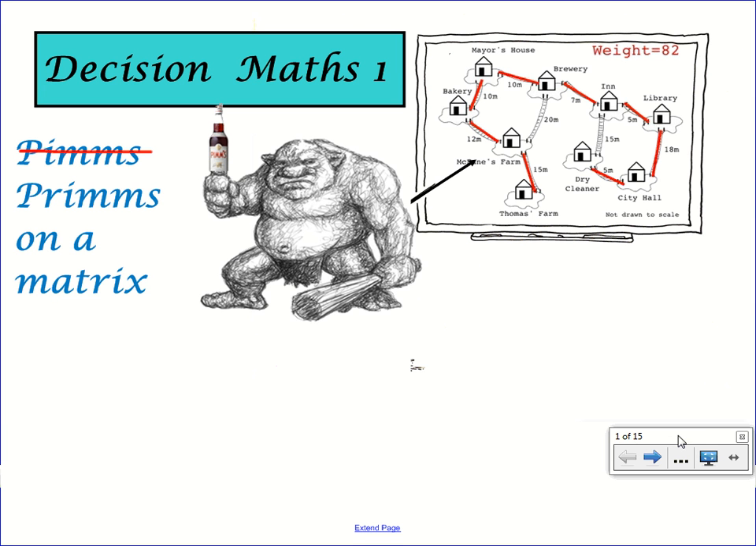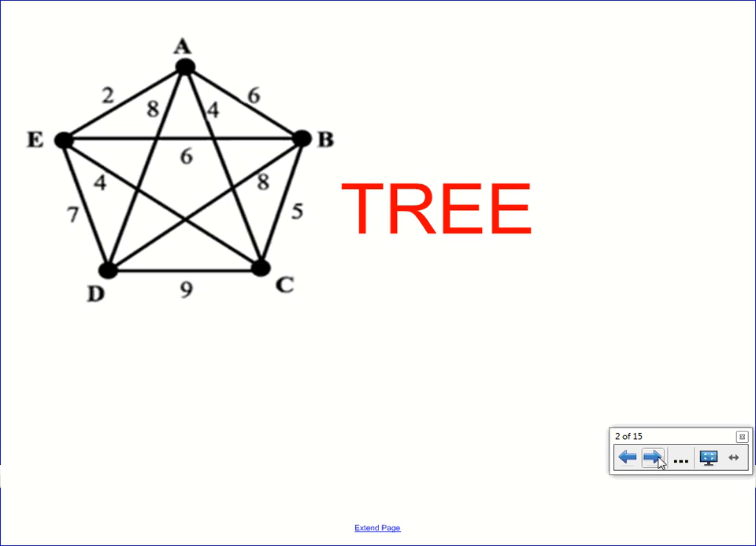So we're going to apply Prim's to a matrix, or distance matrix, which represents the sort of graph we've been looking at in order to find a minimum spanning tree. So, reminders again. Let's try and do this verbally this time.